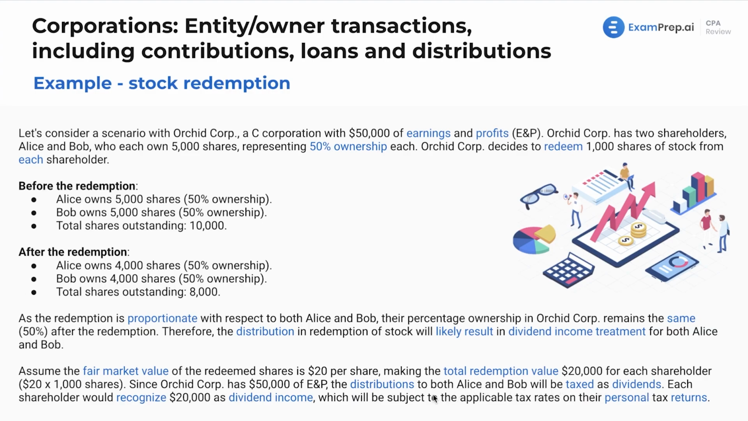Thinking back to our distributions, see all the rules? You got to always have all the rules that we've learned on your mind at all times. It is exhausting, I know. Each shareholder would recognize $20,000 as dividend income, which would be subject to the applicable tax rates on their personal return.